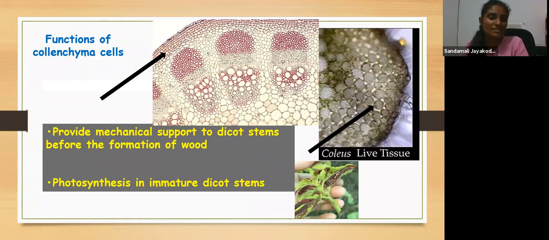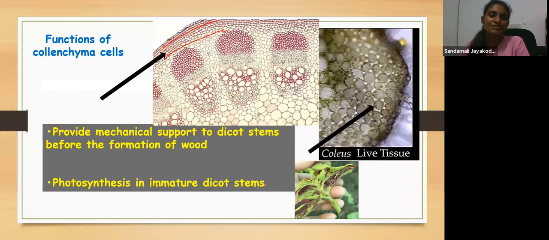Normally, not only in herbaceous plants, even in a plant which is going to produce wood, it also has some amount of collenchyma tissue in its seedling stage. And then it photosynthesizes in immature dicot stem. As an example, we can take this coleus plant. We have these ornamental plants in our garden. This coleus stem is green in color. It can photosynthesize. It's an immature stem.